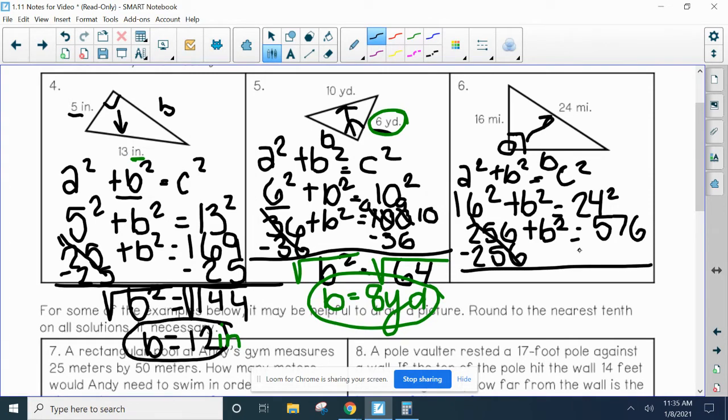Canceled on that left side. Minus 256. 6 minus 6 is 0, 7 minus 5 is 2, and 5 minus 2 is 3. So we know the square of our missing side length is 320.